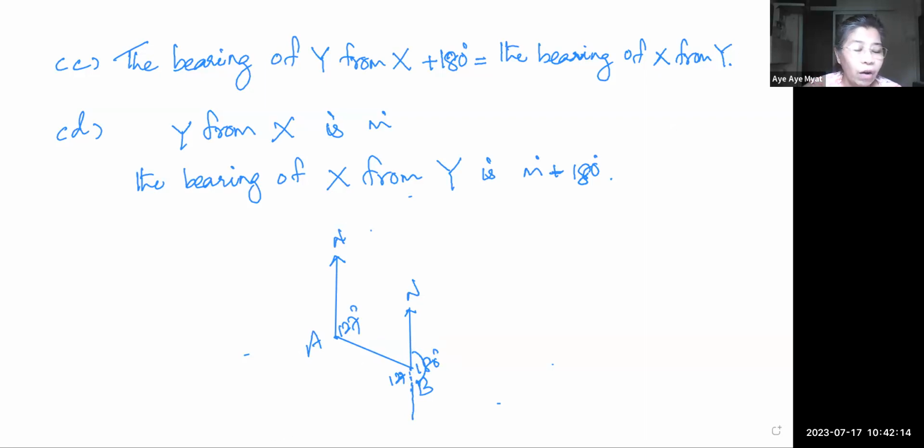The bearing of A from B. B to A, A to B. Number five, small one, small two.